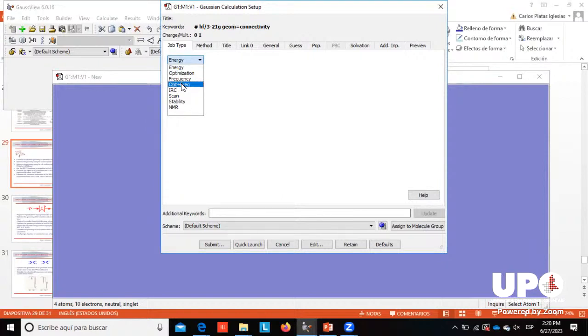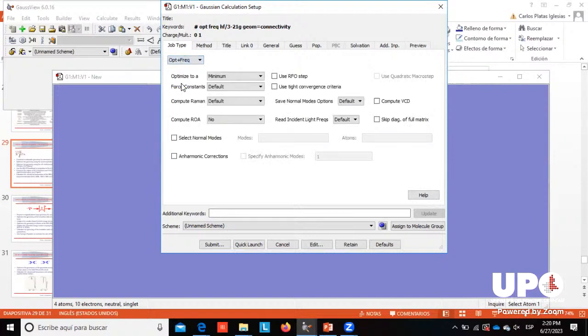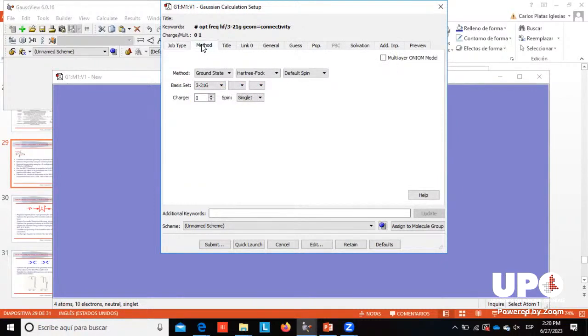Optimization plus frequency. I will explain now why we will run the two calculations one after the other. And we will optimize to a minimum, okay? This is what we want. And then we have to select the method. You see there. We will model a ground state. And here, instead of Hartree-Fock, which is the default method here, we select semi-empirical. And we select AM1, okay?